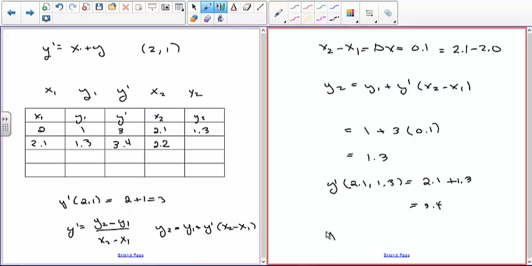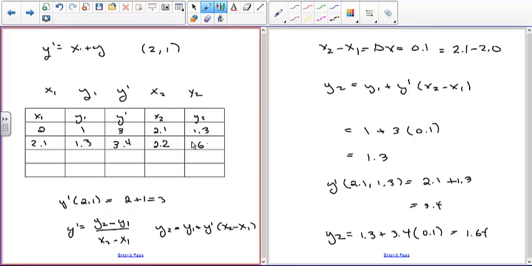And then I can calculate y2, which is going to be equal to y1, which is now 1.3, plus my new slope, which is 3.4, times my difference in x, which is the same, 0.1. I keep that increment the same. So I get 1.3 plus 3.4 times 0.1, and I'll get 1.64. So that's my new value, 1.64. And then I copied those down again over here. And you just keep going on.